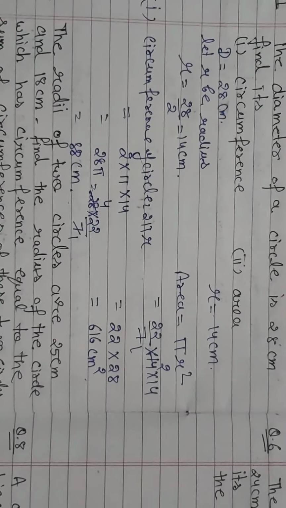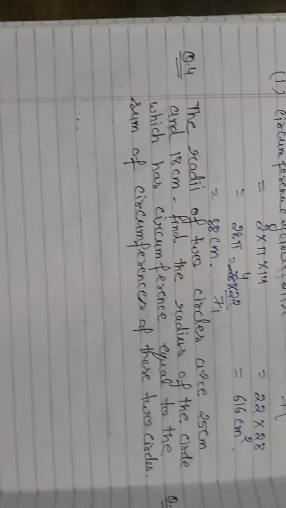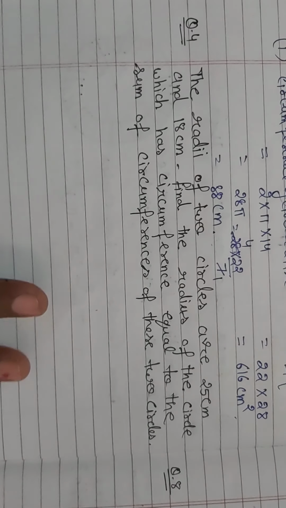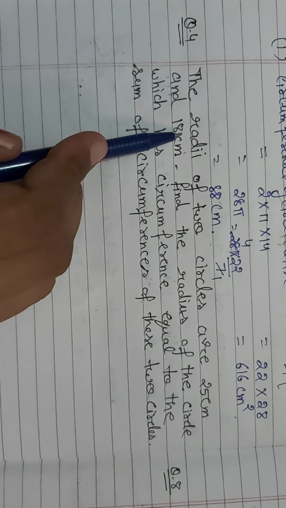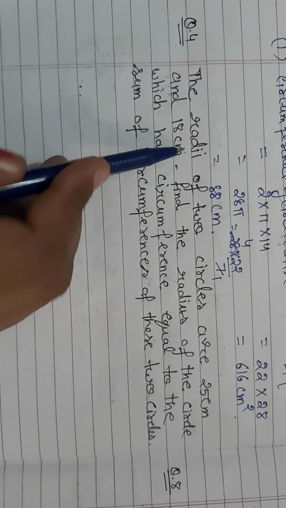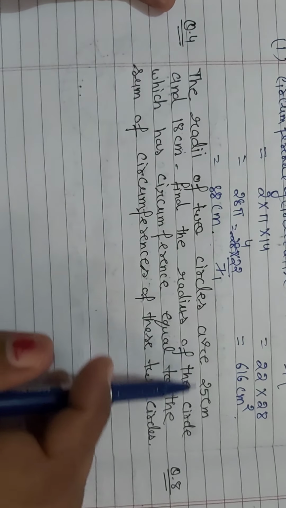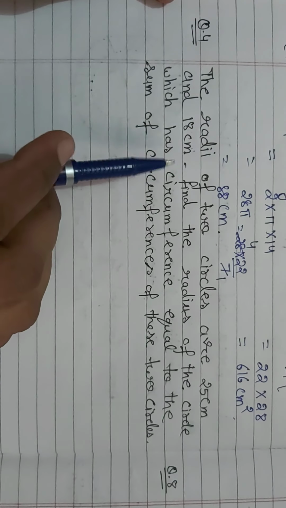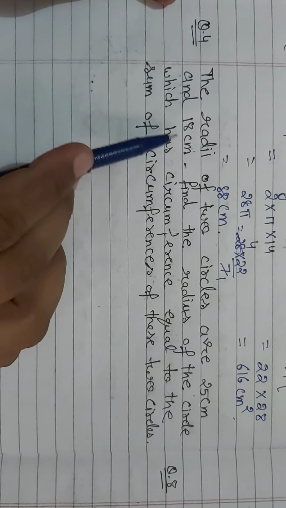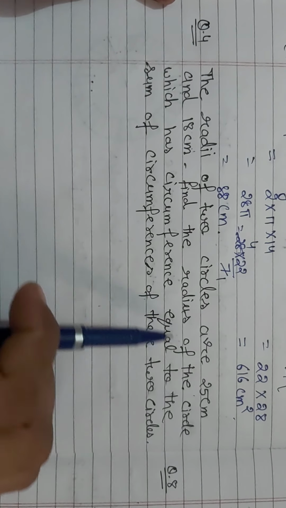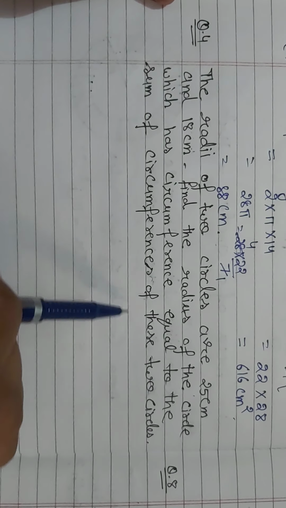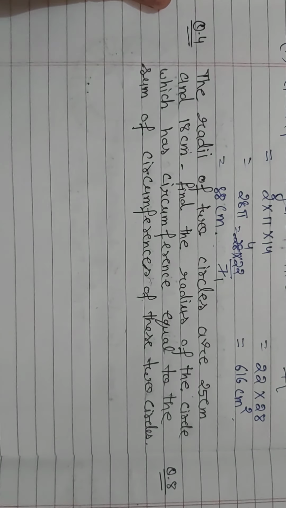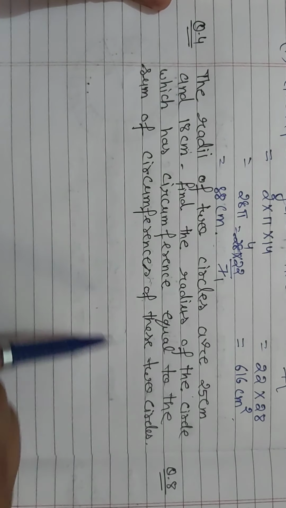Okay, next is question number 4. The radii of two circles. Radii is the plural of radius. If one circle, it is radius; if two circles, radii. The radii of two circles are 25 centimeter and 18 centimeter. There are two circles, the radius of the first circle is 25 and the radius of the second circle is 18 centimeter. Find the radius of the circle which has circumference equal to the sum of the circumferences of these two circles. We find the radius of another circle with circumference equal to the circumferences of these two circles.